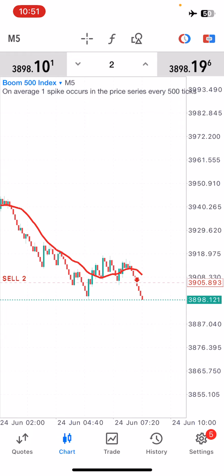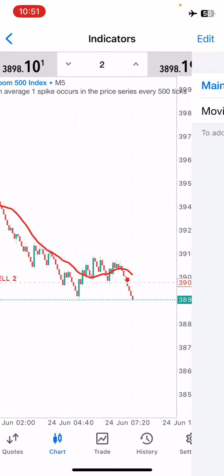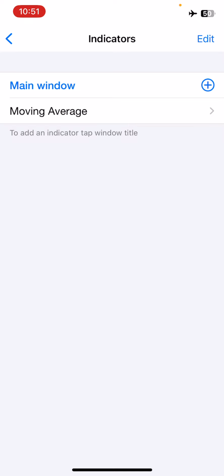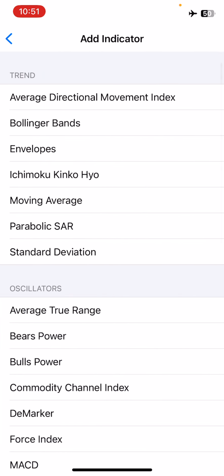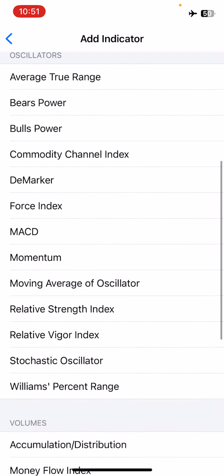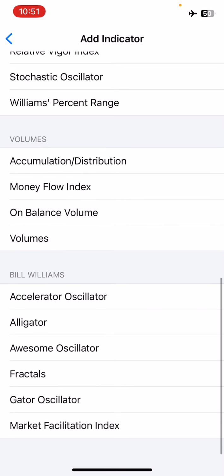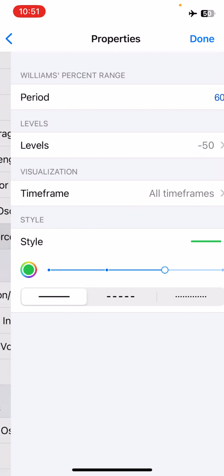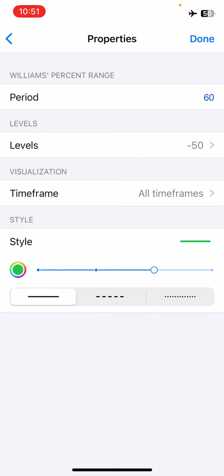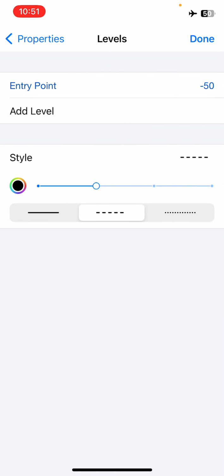Okay, and then the last indicator, like I said, we only have 2 indicators. The last indicator is called the Williams percent range. I think it's down there. Okay, it's right here. And it's going to have the following properties. We've got a period of 60. We've got the minus 50 level, which we labeled as our entry point.